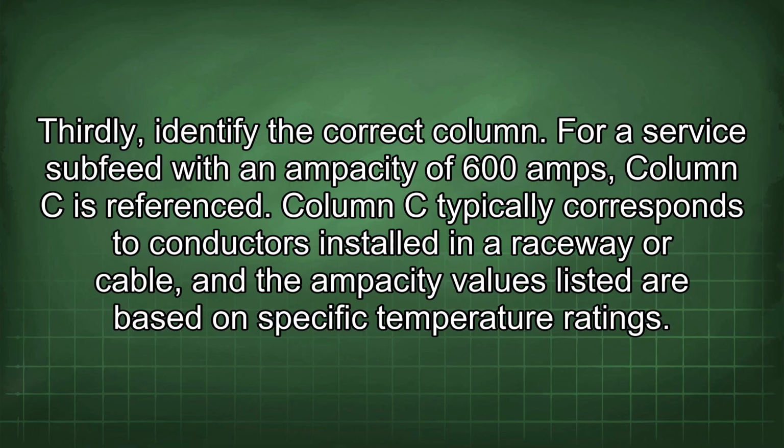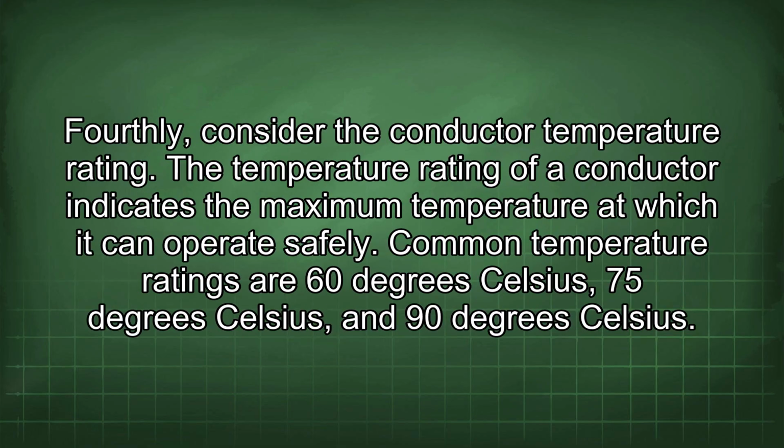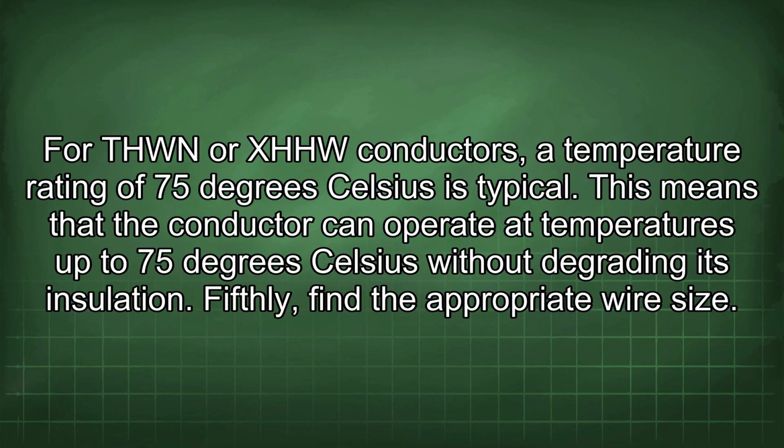Column C typically corresponds to conductors installed in a raceway or cable, and the ampacity values listed are based on specific temperature ratings. Fourthly, consider the conductor temperature rating. The temperature rating of a conductor indicates the maximum temperature at which it can operate safely. Common temperature ratings are 60 degrees Celsius, 75 degrees Celsius, and 90 degrees Celsius. For THWN or XHHW conductors, a temperature rating of 75 degrees Celsius is typical. This means that the conductor can operate at temperatures up to 75 degrees Celsius without degrading its insulation.